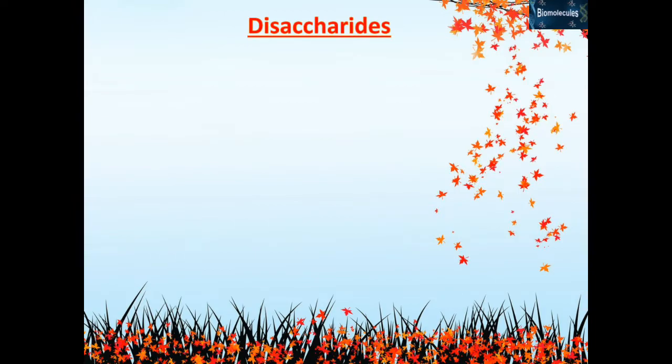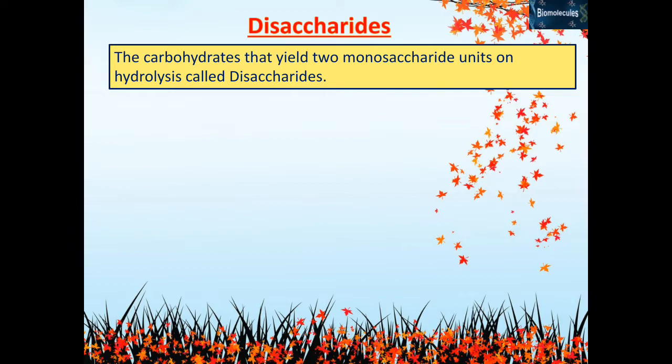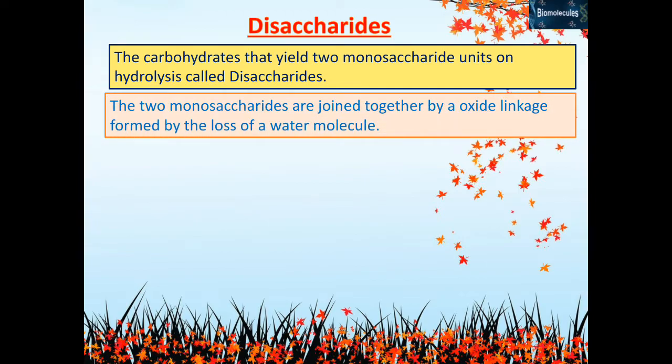So far we have discussed 2 monosaccharides, glucose as well as fructose. Let us continue our study with the disaccharides. You know, disaccharides are the carbohydrates which give 2 monosaccharide units upon hydrolysis. This concept you know. And these 2 monosaccharides are joined together by one linkage called as what? Oxide linkage. It's also called glycosidic linkage, formed by the loss of a water molecule.